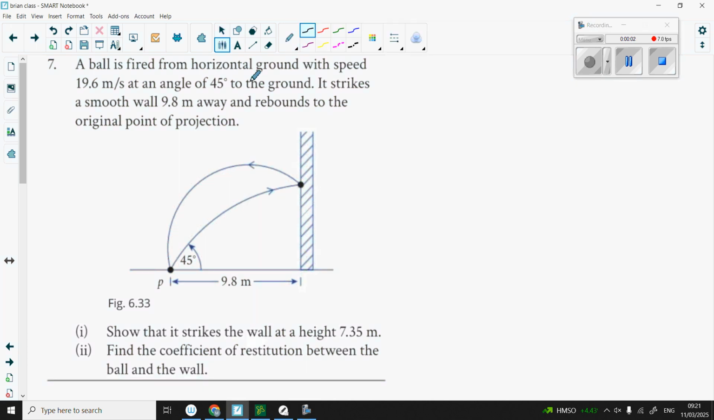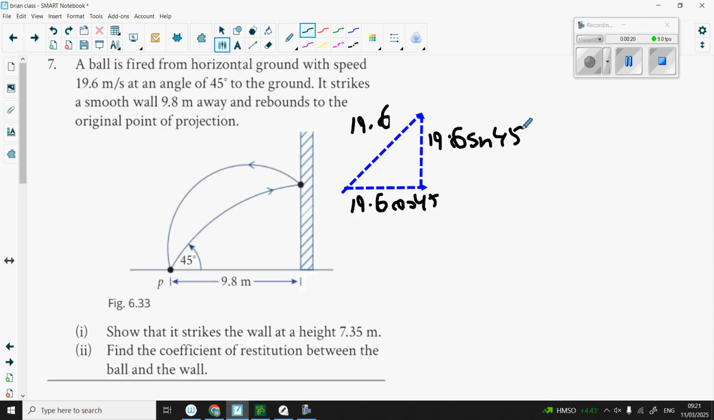All right. The ball is fired from the ground with speed 19.6 and angle 45 to the ground. So you're going to get that 19.6 here. This is 19.6 cos 45, and that's 19.6 sine 45. Does anybody know what that comes out to? 19.6 cos 45? 49 root 2 over 5.